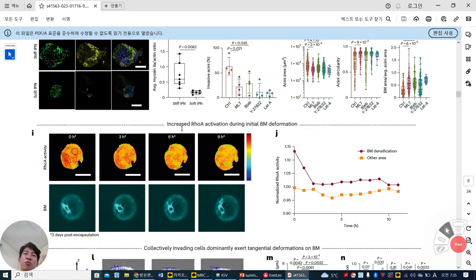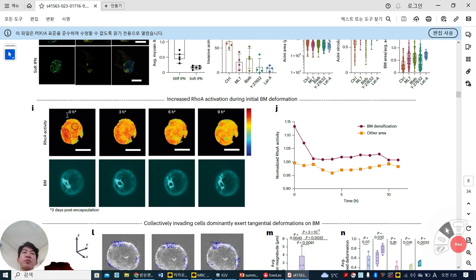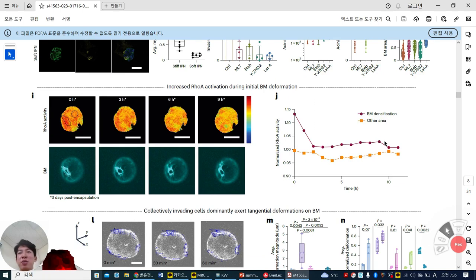For visualization of Rho A activation, after 3 days post-encapsulation, they are already making little basement membrane inhomogeneity and making a hole. This Rho A activation is highly deposited here. Over time there is little change, but they said this BM densification inhomogeneity is relatively maintained compared to other areas. And here, this Rho A activity is also highly upregulated in BM densification.